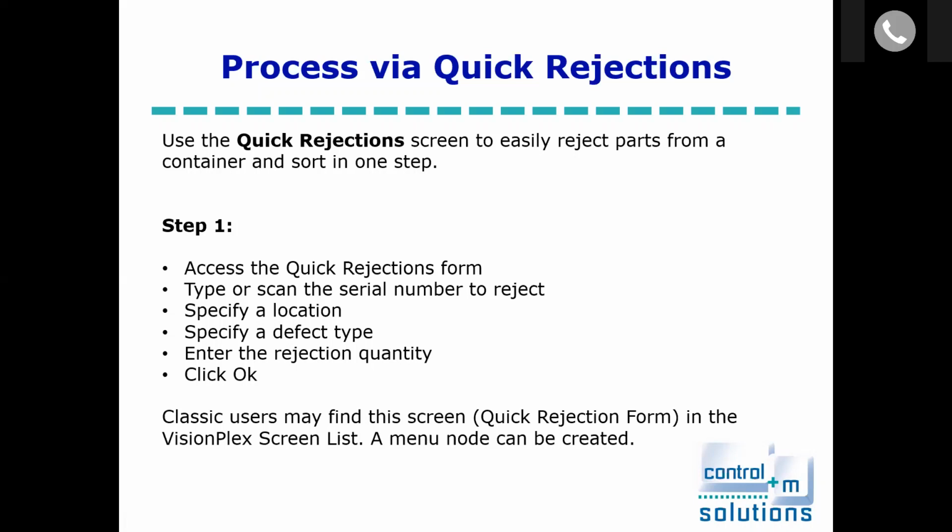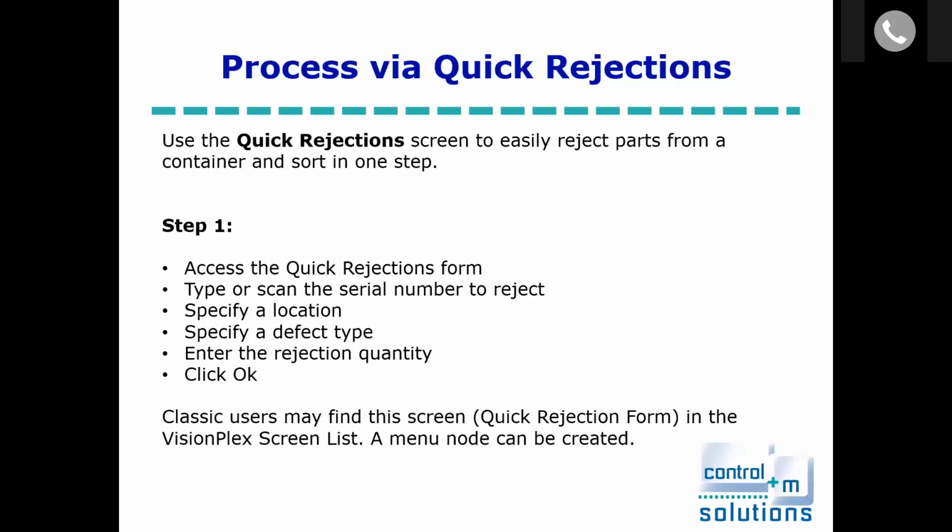It's a screen, and it's called problem control defects in the UX environment. We would enter a rejection quantity and then click the OK button. So you can see it's really a quick process for handling rejections, hence the name.